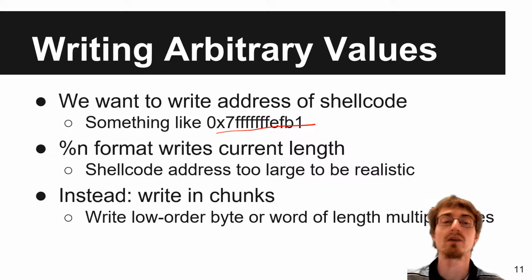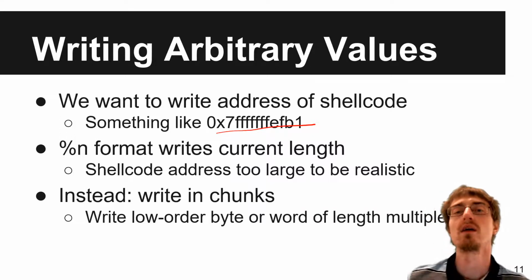So what can we do instead? Well, the shellcode address is too large to be realistic, but we could write it in chunks. So let's say we first write the lowest order byte by setting the length to a length that is basically the value that we want, modulo 256, which is the number of values that can be stored in a byte. Or we could do it with a short, with 2 bytes.